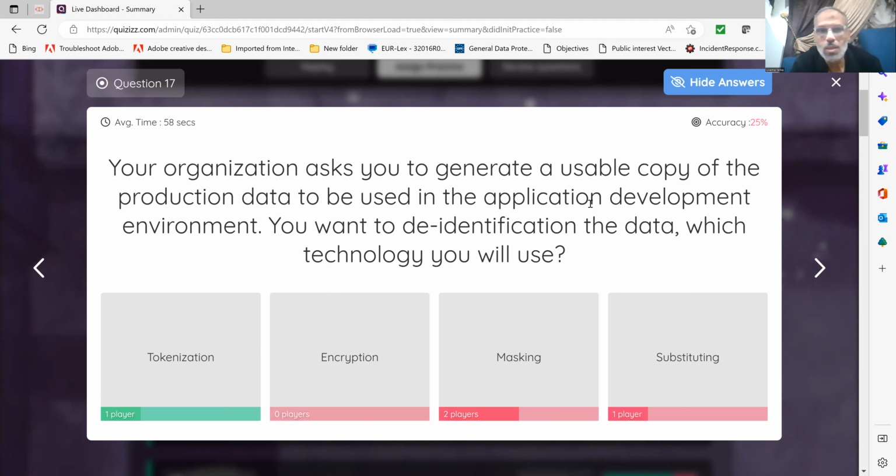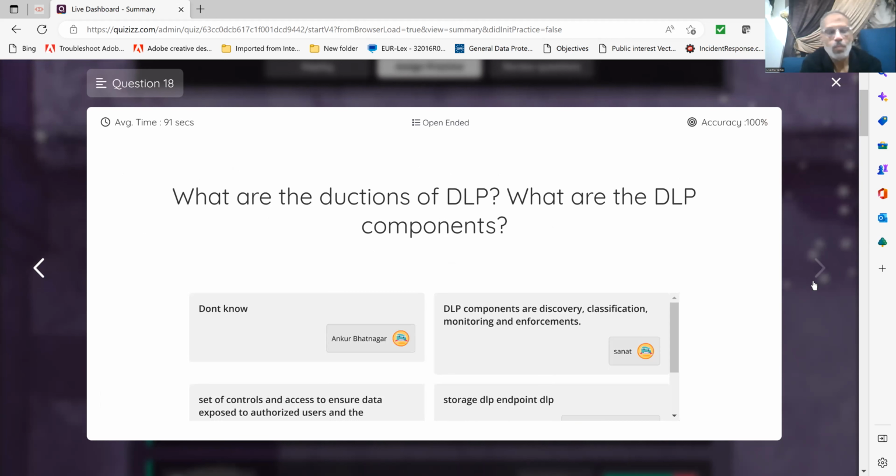Your organization asks you to generate a usable copy of the production data to be used in the application development environment. Gentlemen, you remember when I told you there are some key questions you have to understand. Here he wants to say masking, sorry, tokenization. I mean tokenization, because we mentioned that with tokenization you change the actual or sensitive data with tokens, which have the same characteristics as the original data, but it will be secure when utilized in a development or testing environment.